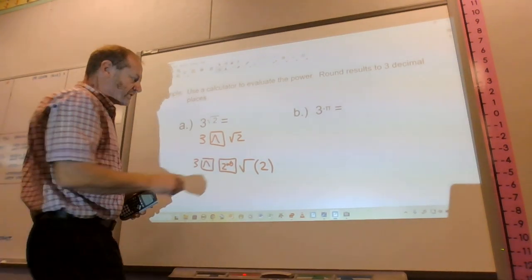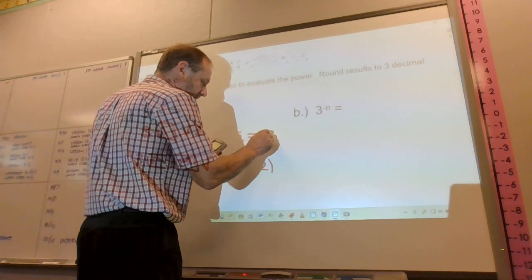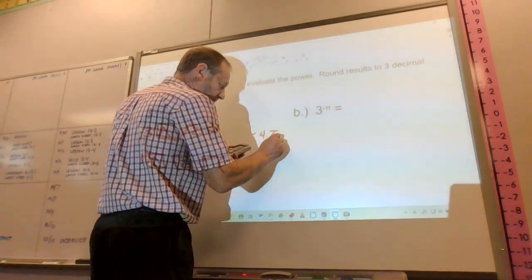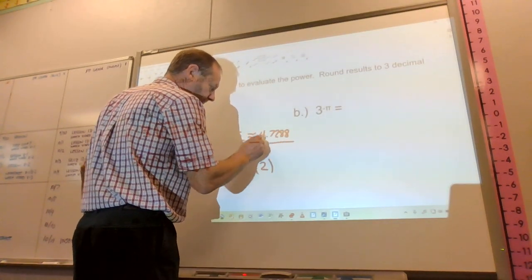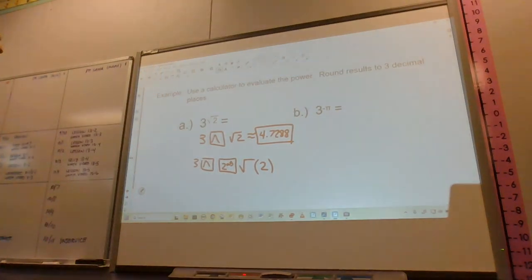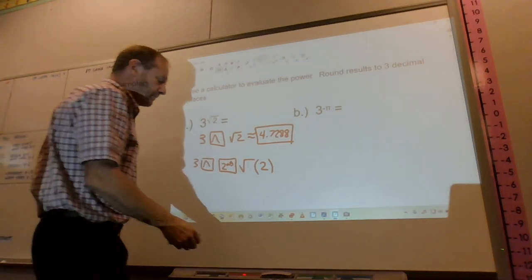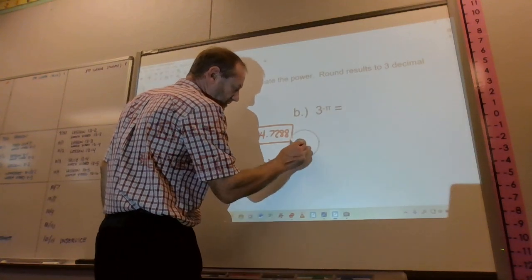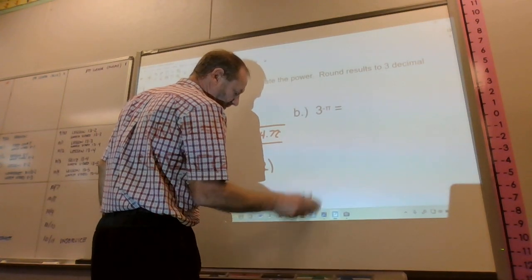And you just hit enter, and this is approximately 4.7288. And it's set to 3 decimal places, so this would actually be 4.729.